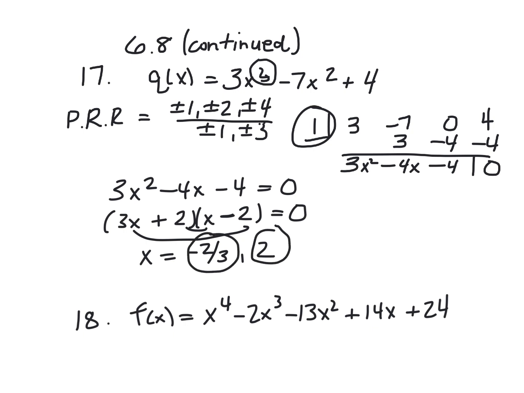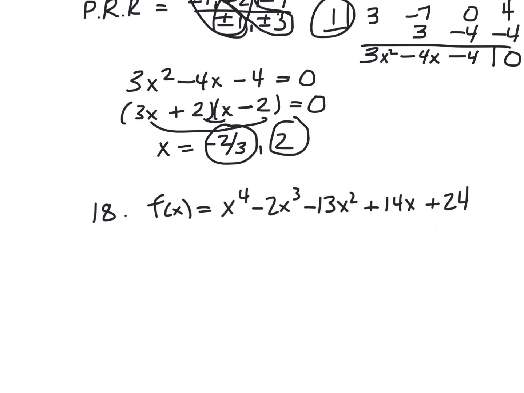And you can see that each of those, there's negative 2/3, and here would be the positive 2, and there would be the positive 1. So they are all part of that list of possible zeros or solutions.